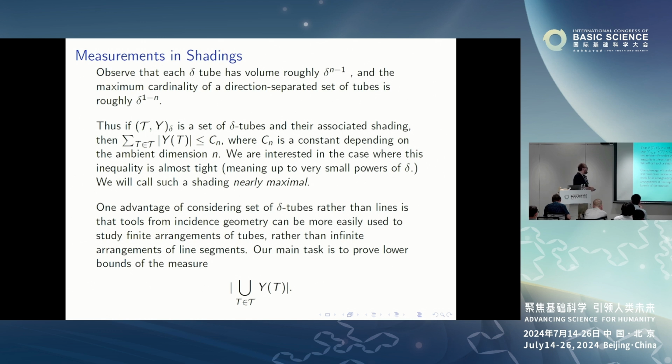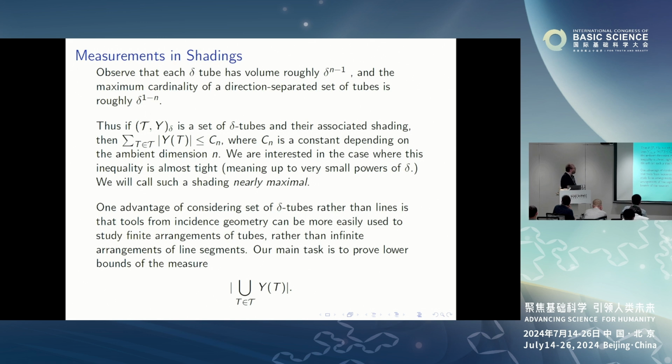And one advantage, okay, so this is just another paragraph that says the same thing as I've been saying, which is the advantage of doing this is that our goal is to do counting, and one of the ways we can do counting here is that we're basically trying to find lower bounds for the measure of the union of the shaded parts.